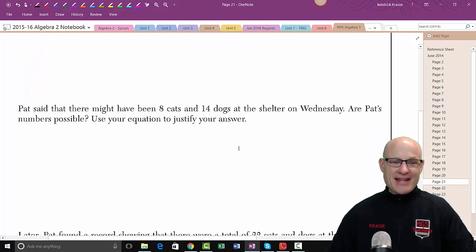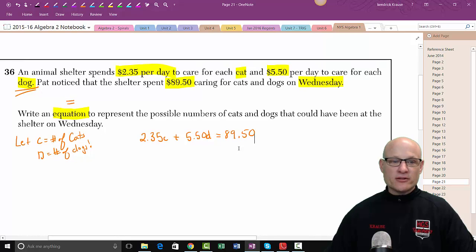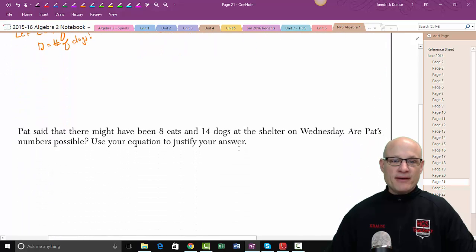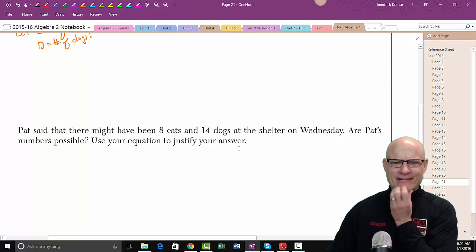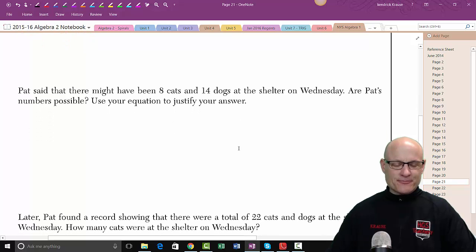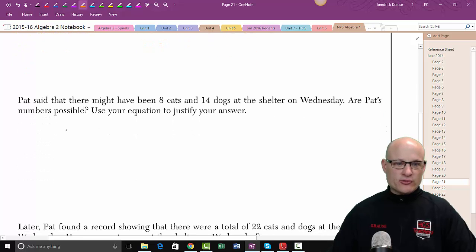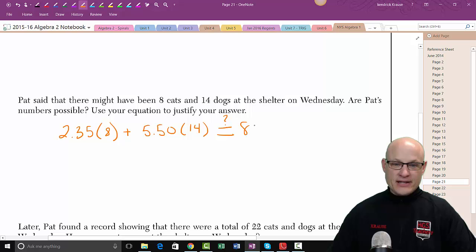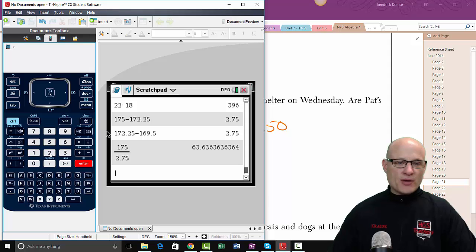Next question. Pat said, now Pat's not very smart, Pat said there might have been 8 cats and 14 dogs in the shelter on Wednesday. Are Pat's numbers possible? Explain. Use your equation to justify your answer. Yeah, Pat's not very smart. So let's see. 2.35 times the 8 cats plus 5.50 times the 14. Does it equal 89.50?